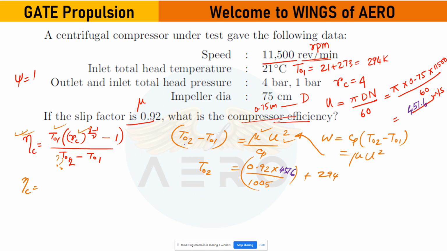Now your requirement is T02 minus T01, so there is no need to find them separately. Your need is the difference, so find out the difference alone. You need to save time. No need to simply find out the parameters. So your change, T02 minus T01, will do it. Okay, so 0.92 into 4 into 451.6 square divided by 1005, and let me know what the eta value is.